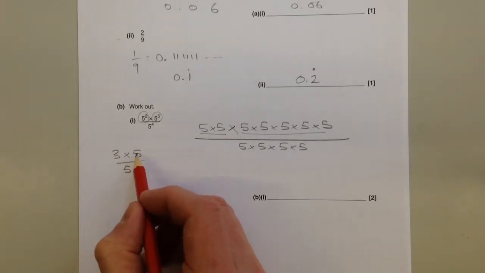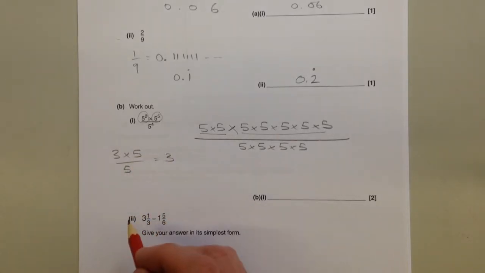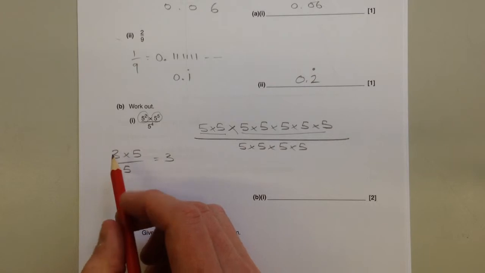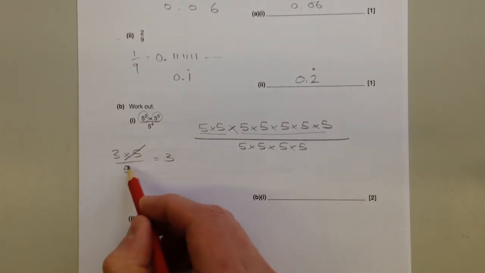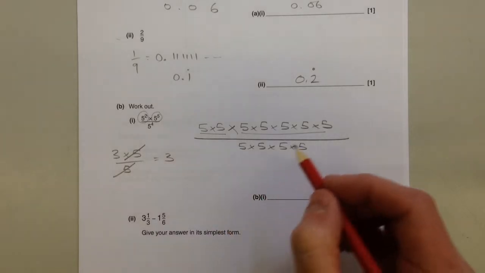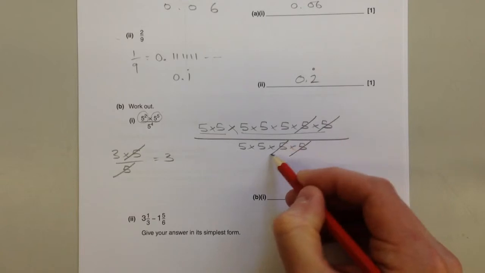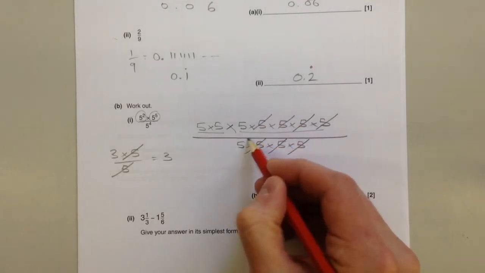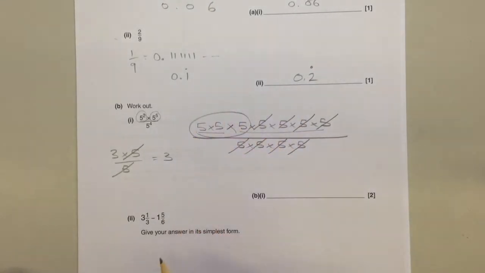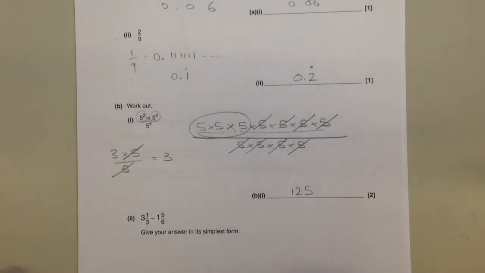Now, if we have a look at this calculation here, 3 times 5 divided by 5. 3 times 5 would be 15, and then when you divide 15 by 5, you get back to 3. So what this shows you is that if you multiply by a number and then divide by the same number, those two things end up cancelling one another out. So that 5 and that 5 cancel, as do those two, as do those two, as do those two, leaving you with just 5 times 5 times 5, which is 125.